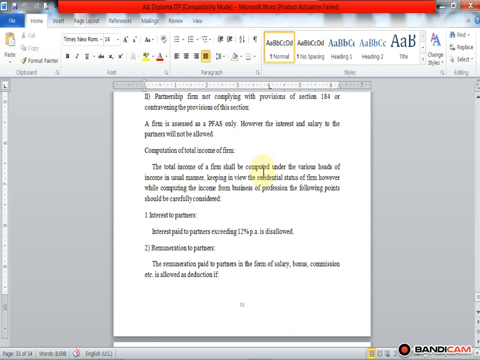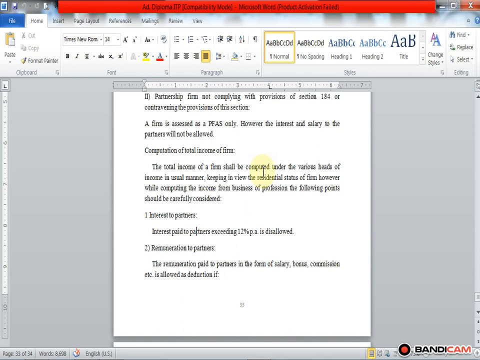Here the first point is interest to partners, or interest on capital of the partners. Interest paid to partners exceeding 12% per annum is disallowed. It means if interest paid on capital of the partners is more than 12% per annum, then it is a disallowed expense of the partnership firm. Remember this, interest paid on the capital of the partners up to 12% is allowed. Interest on capital is exempted up to 12% per annum.